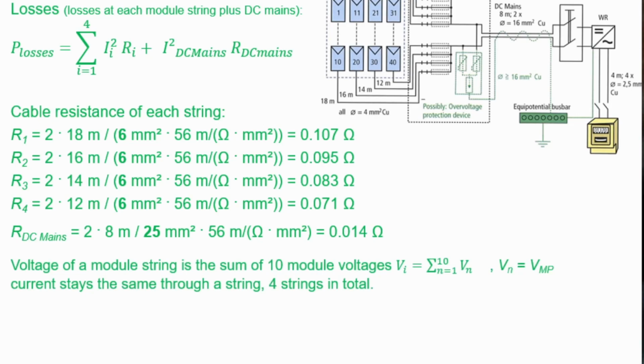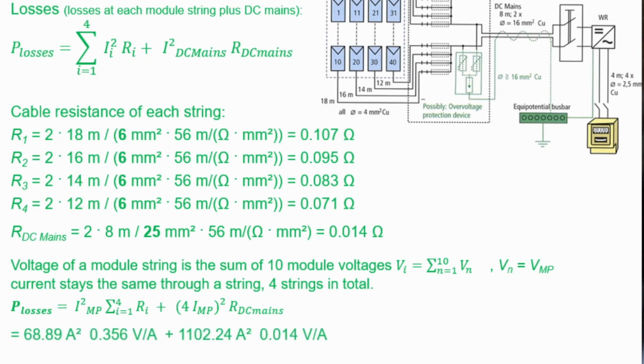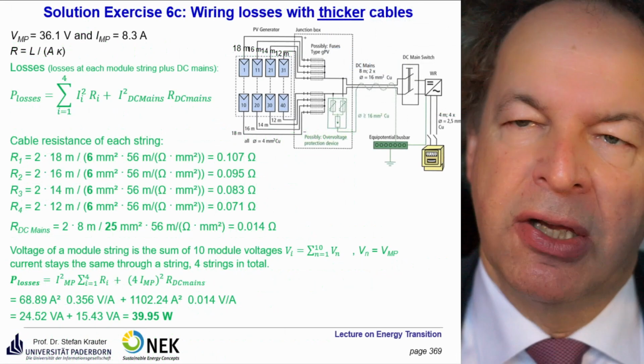So the voltage is still the same. So over the 10 modules, the voltage and the maximum power point. The current stays the same through each string, and we have 4 strings in total. This has to be considered in the mains. We put in the numbers here, and we arrive at a loss here of 39.95 watts.